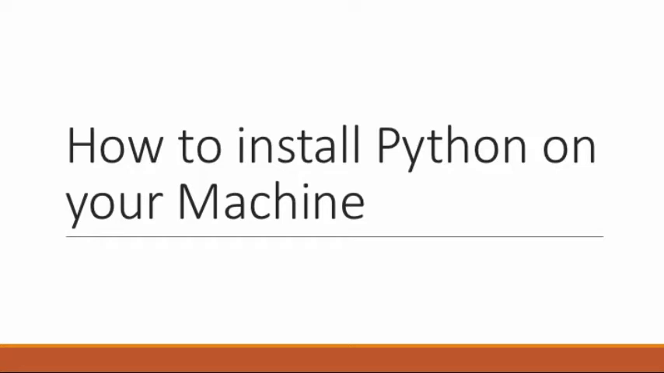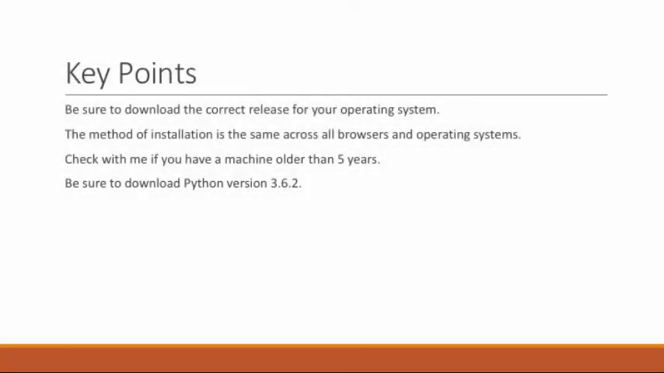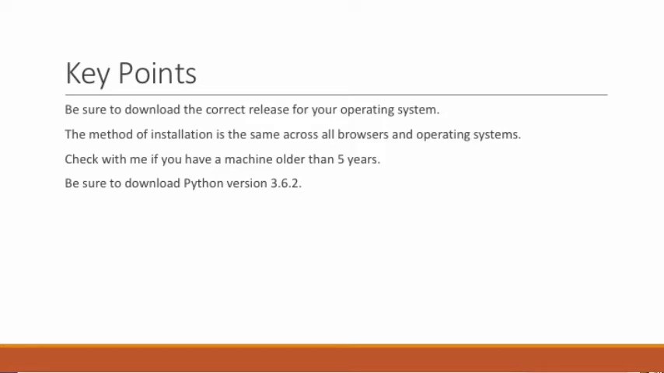This is a short video about how to download and install the Python interpreter version 3.6.2 on your machine. Before you get started with the download, please verify that you have the correct release for your operating system. By this I mean don't install the Mac version of Python on your Windows machine.